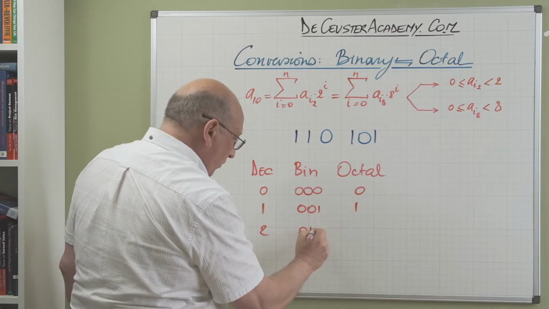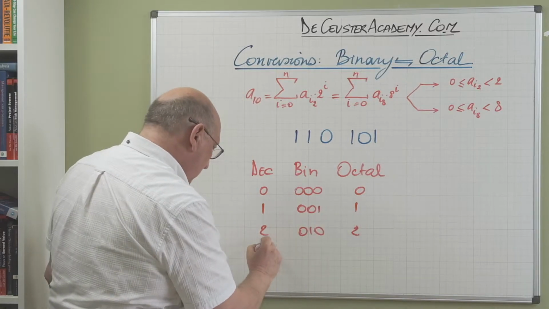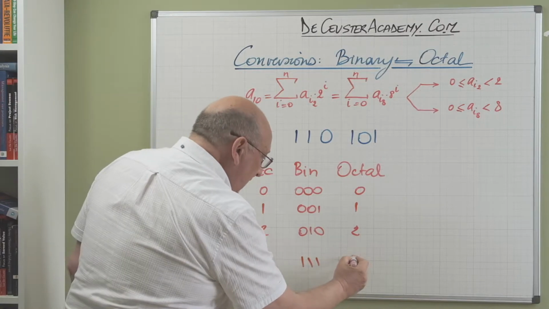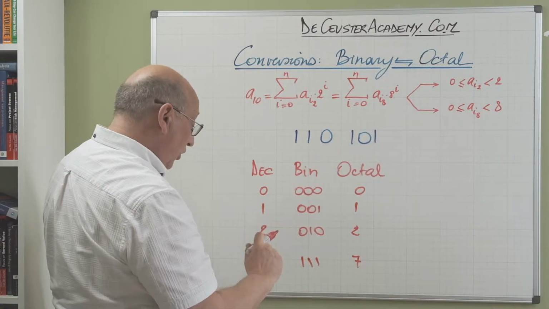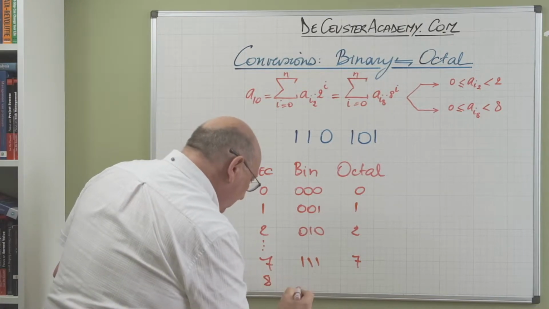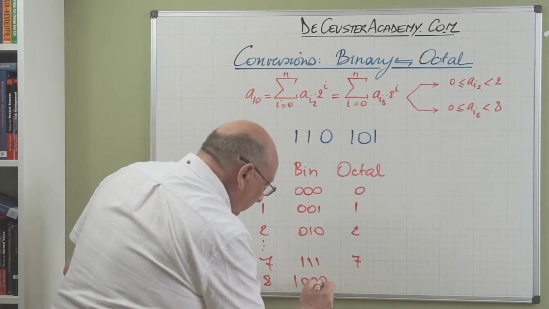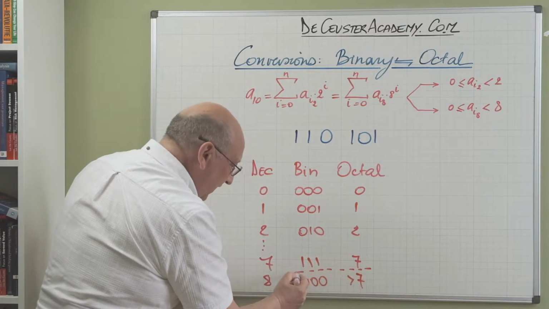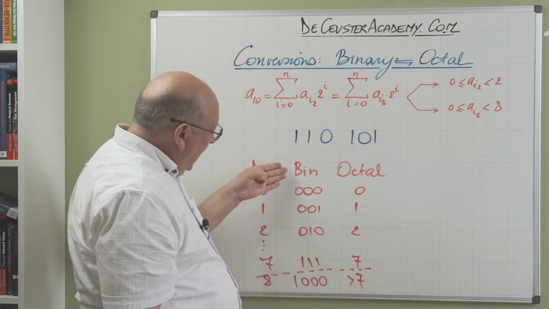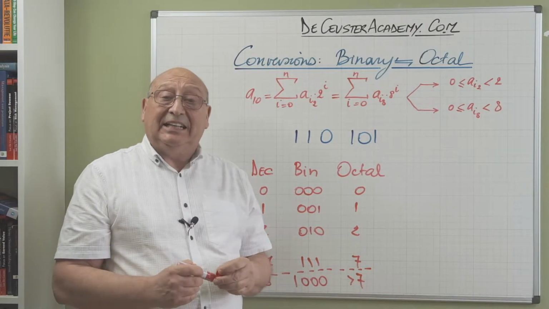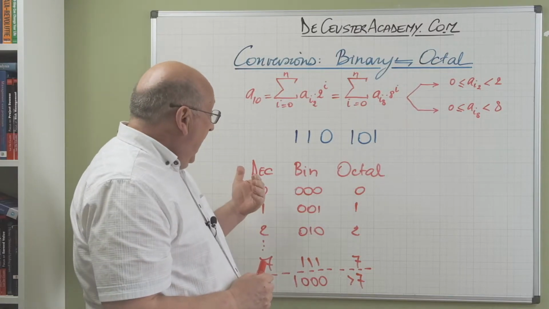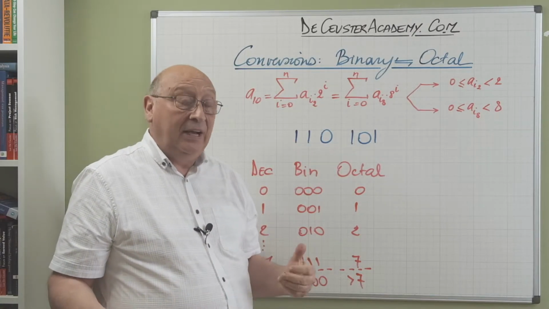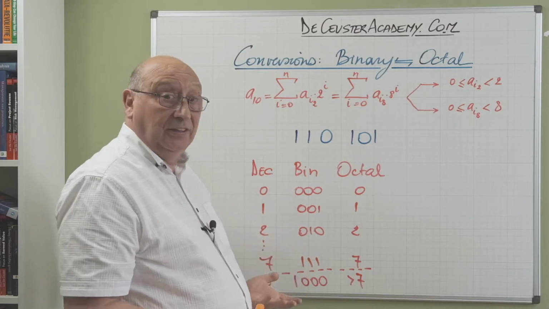2 is 0, 1, 0, in octal 2, and we continue for the number 7. In binary we have 1, 1, 1, and in octal still 7 because we can go up to 7. But when we go to 8, we find 1, 0, 0, 0, and that's larger than 7. So basically what we see is that the octal numbers are in fact given by sets of 3 binary numbers. And that's what we are going to do here. We're going to split this binary number in sets of 3 binary numbers.